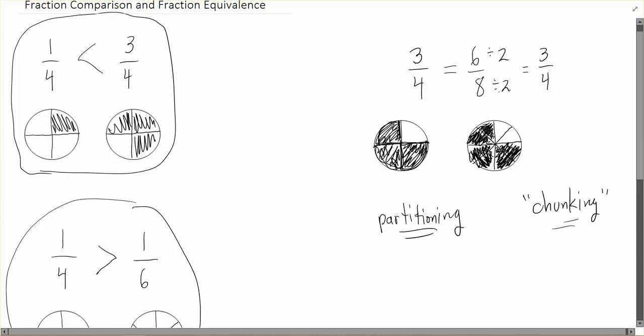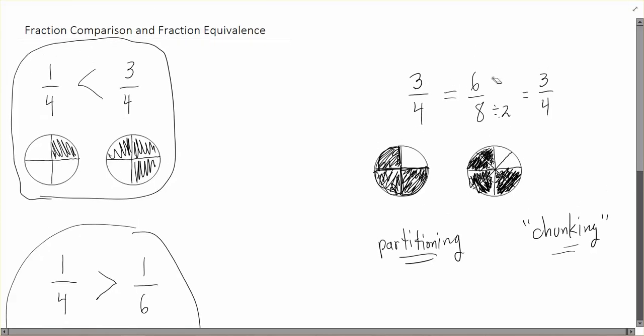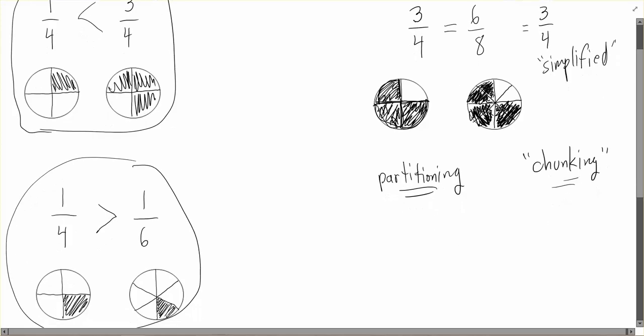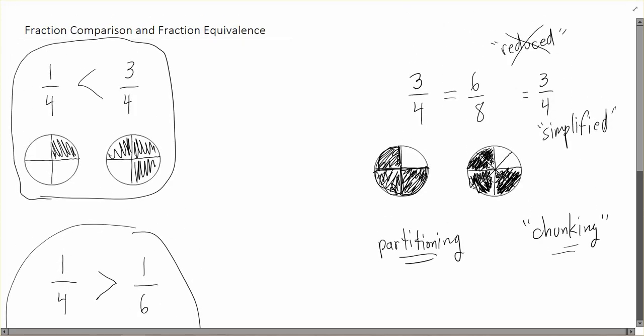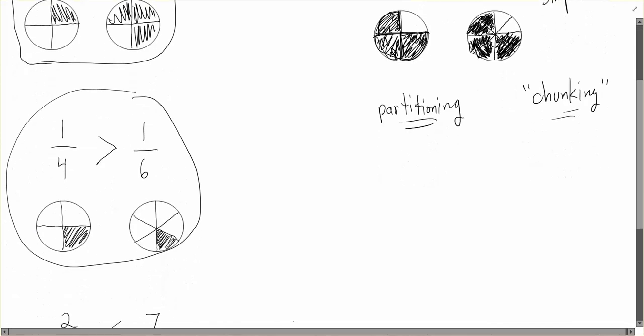One thing I want to mention, some old terminology used to say something like 6/8 is reduced to 3/4. But we really want to avoid using the word reduced because it leads students to believe somehow 3/4 is smaller than 6/8. So we avoid the word reduced. We can use the word simplified as a better term. All right, so we've got some key ideas here about fraction comparison and fraction equivalence. We want to work with students to build understanding in meaningful ways as they compare and create equivalent fractions.